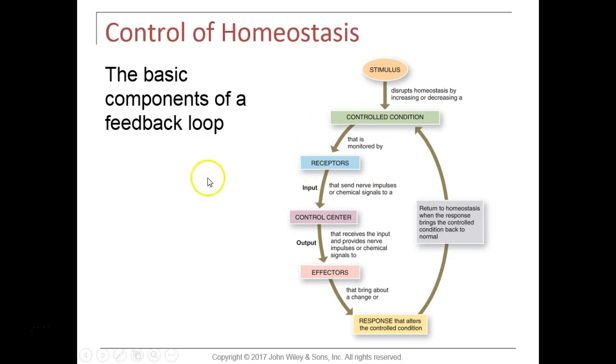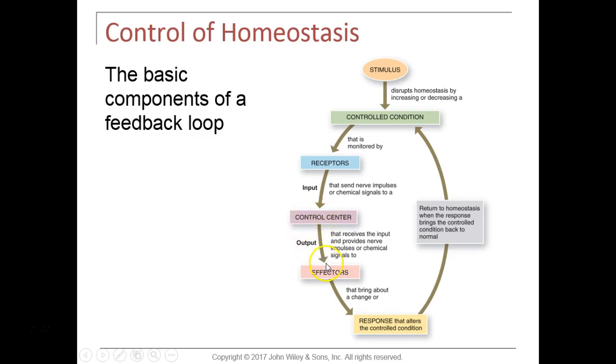So in order to do that, we have to have monitors of our condition. The structures in the body that monitor the condition are called receptors. The receptors can send nerve impulses or release chemical signals that allow input information to go to a control center. The control center is more often than not your brain or areas in our brain, but there are examples where the control center is not in the brain, and we'll learn a couple of those. The control center then has the job of receiving the input, analyzing the signals, and then determining what type of output information is required in order to keep us healthy.